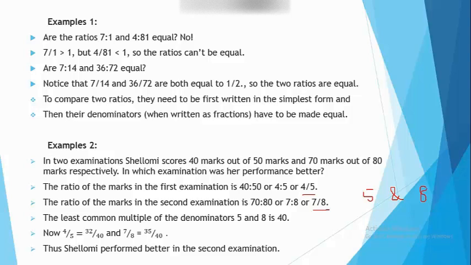So now we have the two fractions 32 by 40 and 35 by 40. It's easier to compare where we have the same denominators. Thus, Shalomi performed better in the second examination.